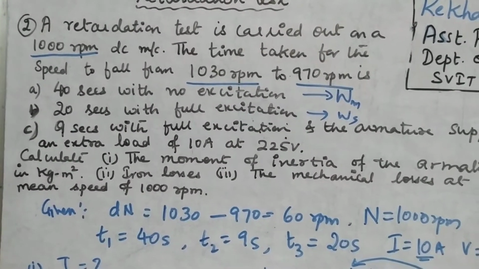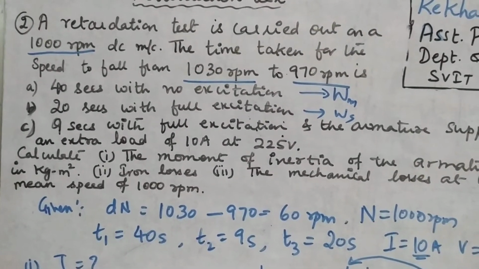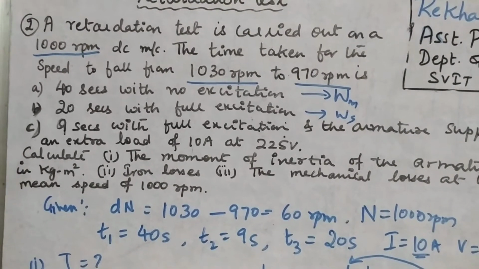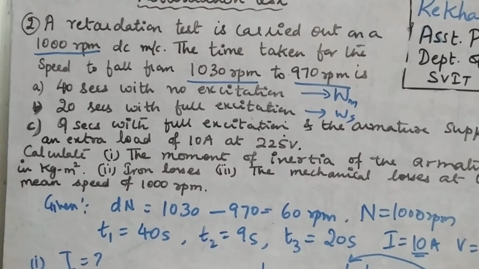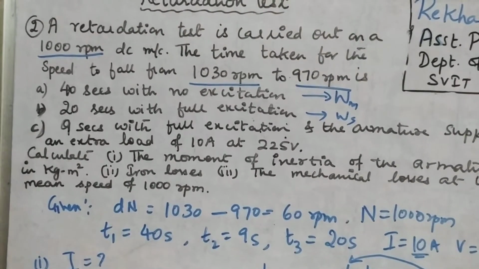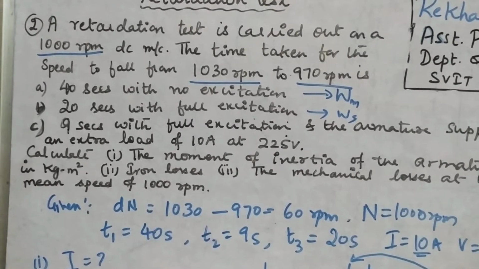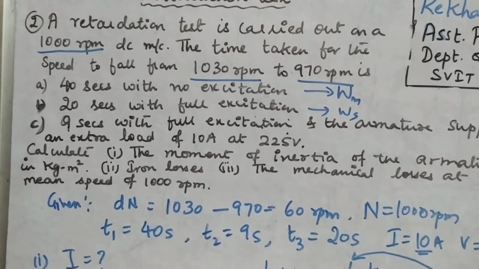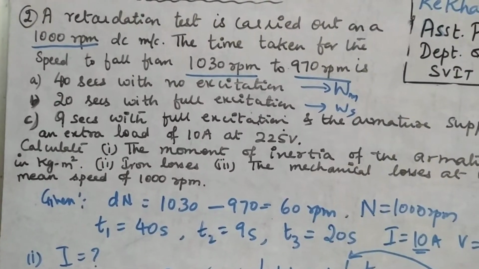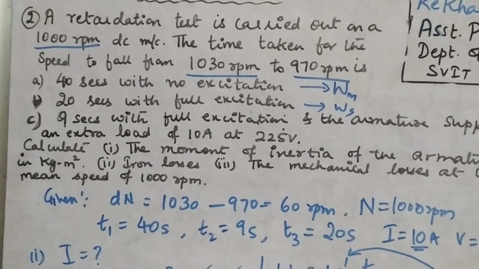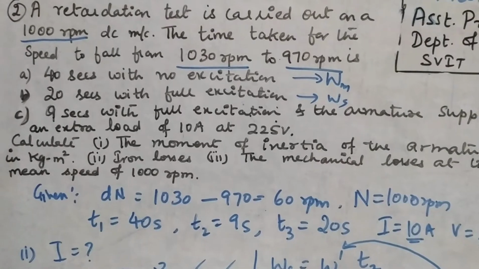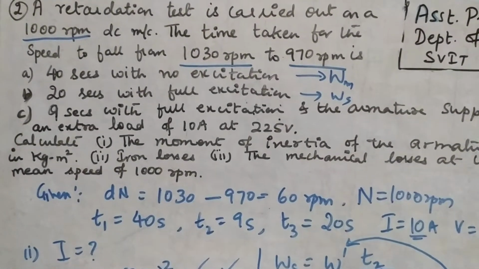Before we start solving this problem based on the moment of inertia, we have to remember two points. They have given three cases: one with no excitation, second with full excitation, and the third with full excitation and armature supplying an extra load. So what is the meaning of no excitation? When there is no excitation and the armature is slowed down, the kinetic energy is used to overcome the mechanical losses. Therefore, there will be no iron loss, only the mechanical losses.